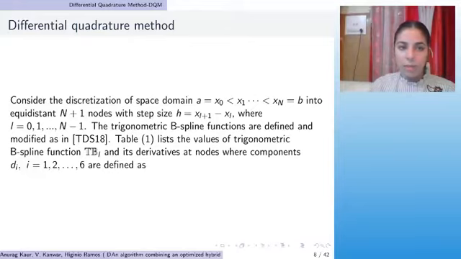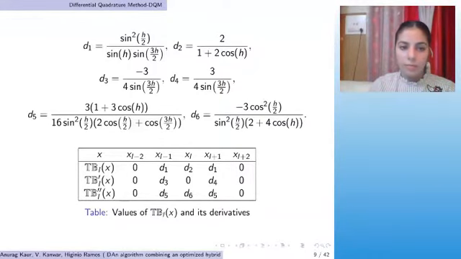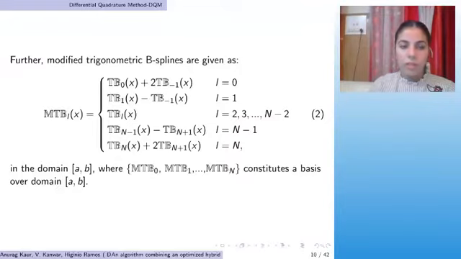In order to implement the differential quadrature method, consider the discretization of the space domain into equidistant n plus 1 nodes where step size h is considered. Trigonometric B-spline functions are defined and modified as in the following reference. Table 1 lists the values of trigonometric B-splines and its derivatives at nodes. This is the table. Further, it is modified as given in equation 2. So the set MTB0 to MTBN constitutes the basis of the domain.